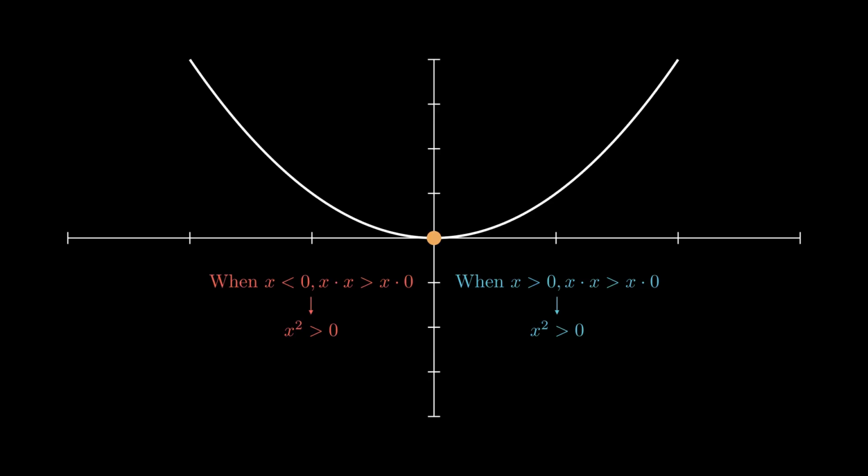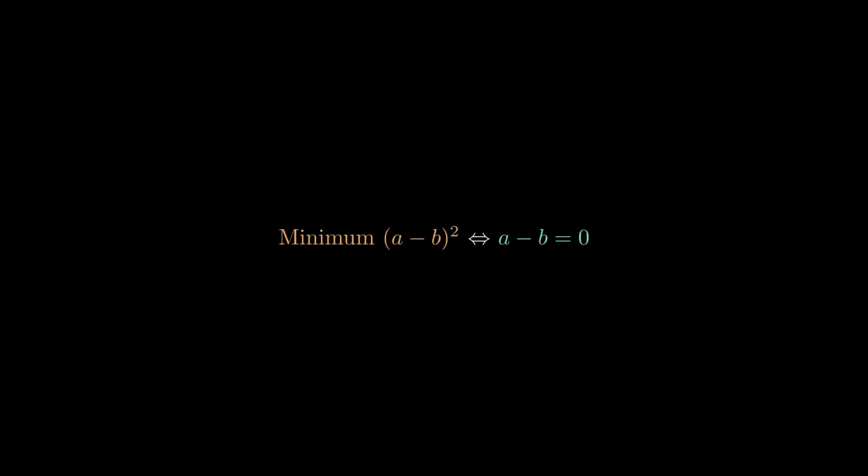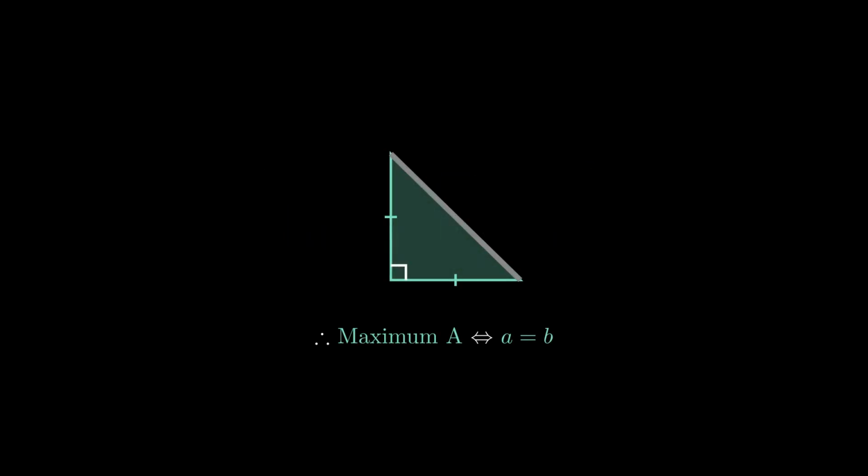In our case, that means (a minus b) all squared has to hit its minimum at 0 as well, when a minus b is 0. And since the maximum area causes a minimum for (a minus b) squared, that means our maximum area occurs when a equals b. From here, we could solve for expressions for a and b in terms of c, but it's enough to say that the right triangle we'd want for our solution is the isosceles right triangle, the one with two equal legs.